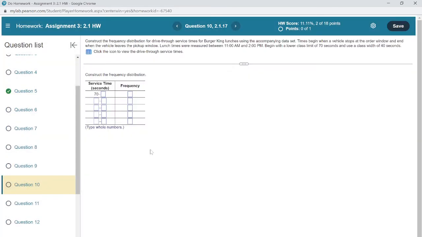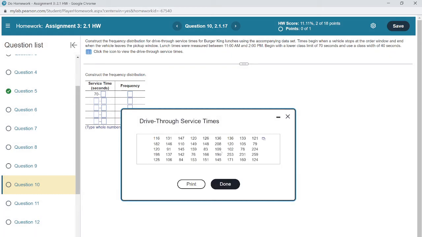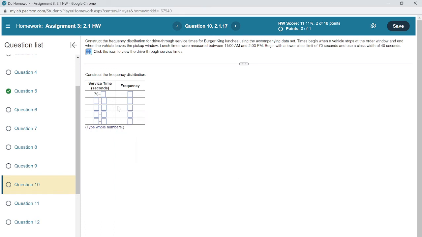Let's go to question number 10. Here we have given data. As you can see here, 1 2 3 4 5, 1 2 3 4 5 6 7 8 9. So there are 45 data, and we need to create the frequency distribution table here. According to the information, it says begin with the lower class limit 70, use the class width 40. So to get the lower class limit for the second class, we just add 40. So 70 plus 40 is 110. Keep adding 40 here. 110 plus 40 is 150. 150 plus 40 is 190. 190 plus 40 is 230.